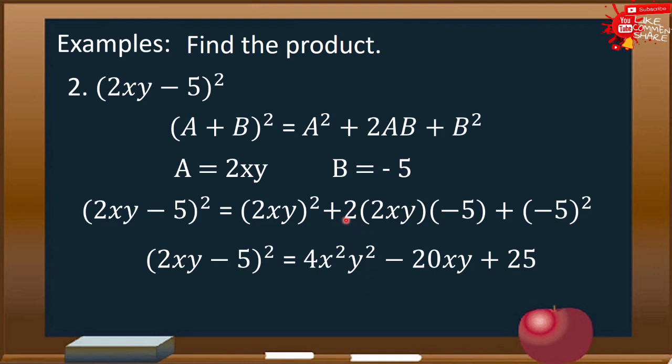Then positive 2 times 2xy, so we have positive 4xy. Then positive 4xy times negative 5, so that's why we have negative 20xy. Then plus the square of negative 5, so it means negative 5 times negative 5, which is equal to positive 25. So therefore, the square of 2xy minus 5 is equal to 4x squared y squared minus 20xy plus 25.